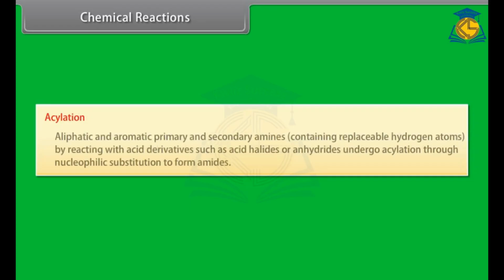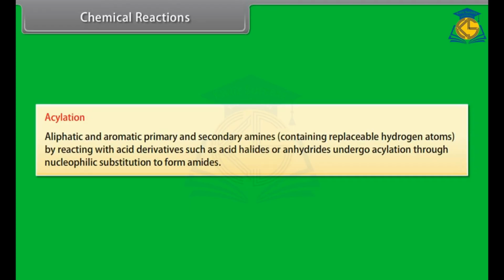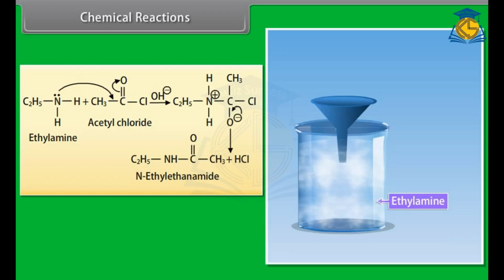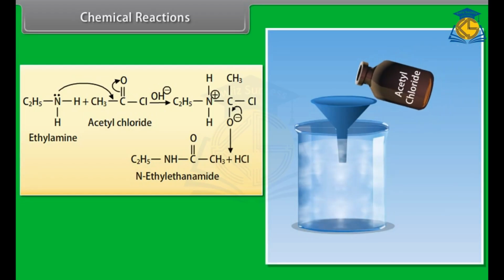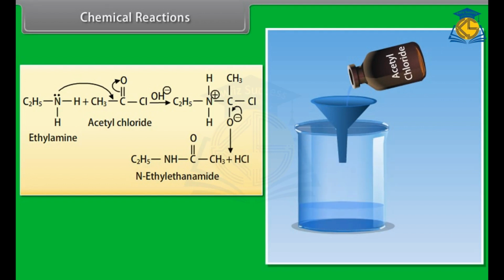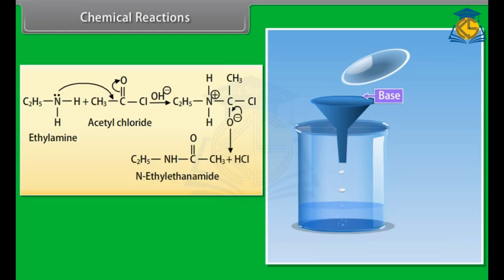Acylation. Aliphatic and aromatic primary and secondary amines containing replaceable hydrogen atoms, by reacting with acid derivatives such as acid halides or anhydrides, undergo acylation through nucleophilic substitution to form amides. Acetyl chloride reacts with ethylamine in the presence of base and forms an intermediate, which forms N-ethylethanamide and hydrochloric acid.